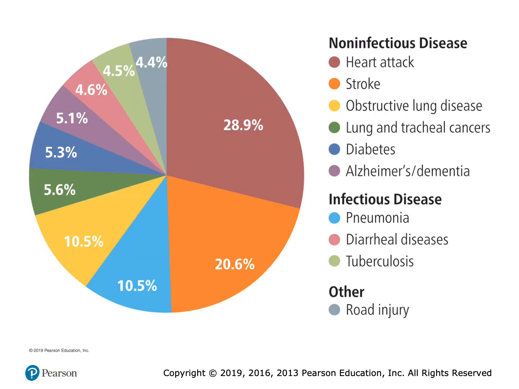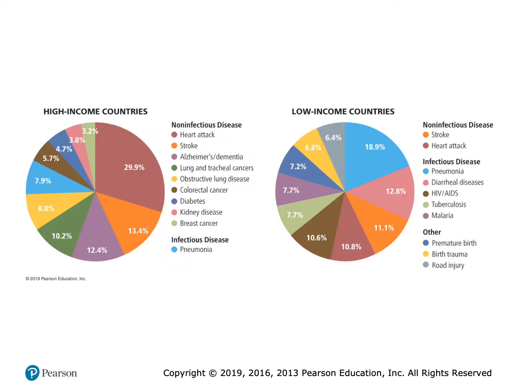Here are worldwide causes of death. So worldwide, regardless of income, heart attack and stroke and obstructive lung diseases are the big ones. Pneumonia and diarrheal diseases are also more common. And this graph gives you a breakdown of how wealth and the access to clean water and medical services would relate to those causes of death.